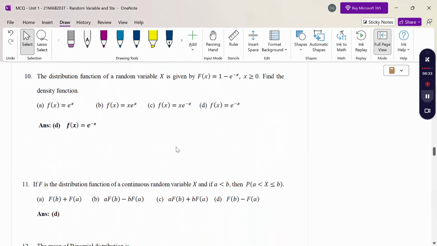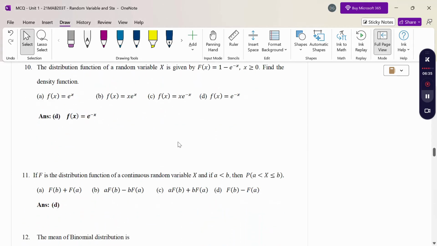And next problem, the distribution function of random variable x is given by capital F of x equals 1 minus e power minus x, x greater than or equal to 0, find the density function. So when the capital F of x is given, to find the small f of x, d by dx. So how to find small f of x? D by dx of capital F of x.